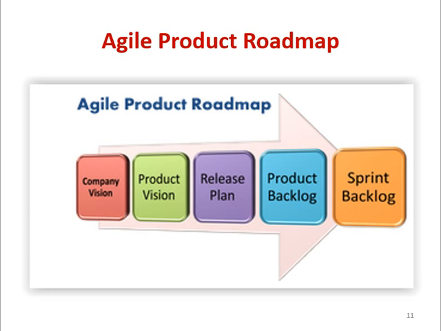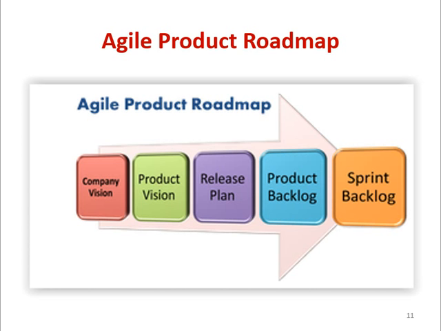So company vision is the first one, then we have the product vision. Definitely we have a company first. Suppose a person owns or creates a company, so he has a vision. What is the vision of the company? That he wants to make money, he wants to create a brand. The second one, he has a product vision.